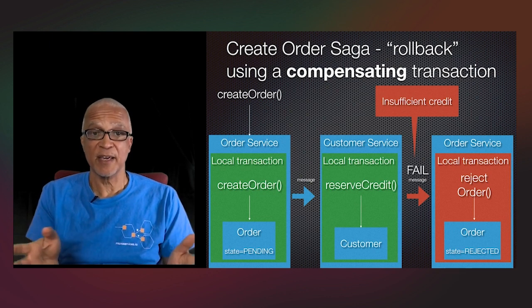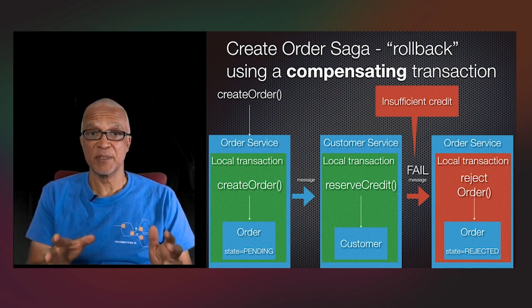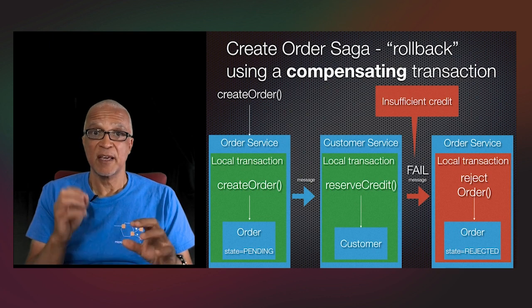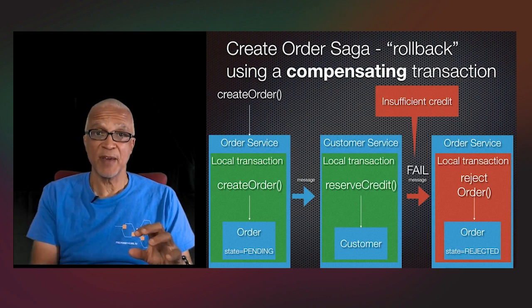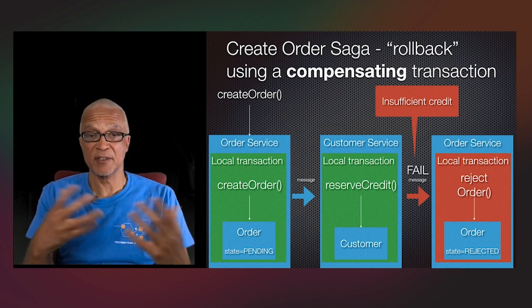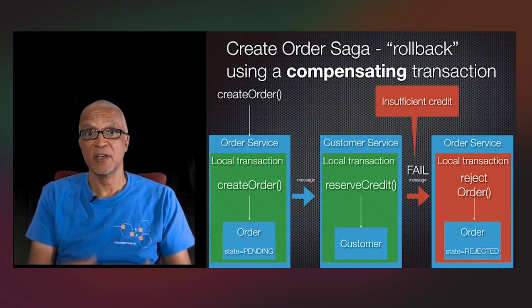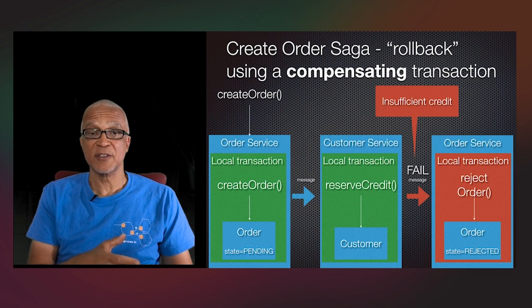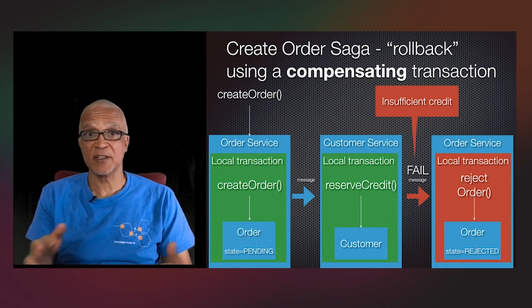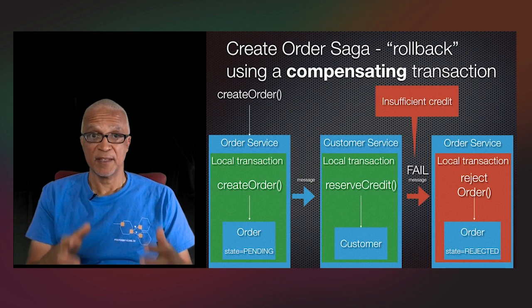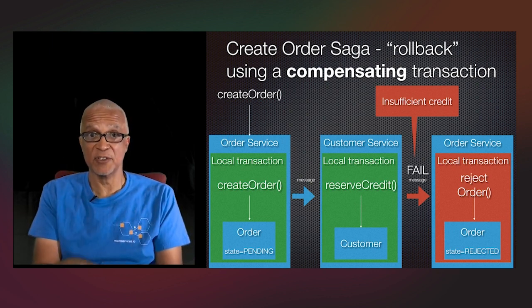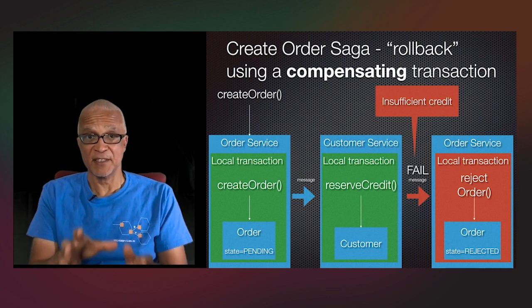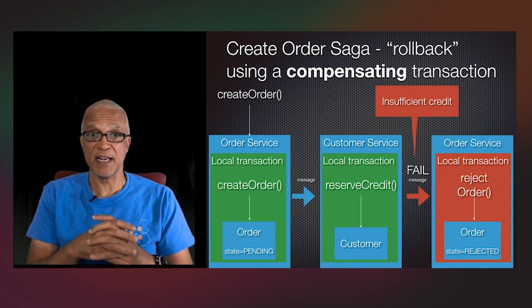Here's how the create order Saga uses compensating transactions. If the reserve credit step fails because either the customer ID is invalid or the customer has insufficient credit, the Saga executes a compensating transaction to undo the creation of the order. This compensating transaction performs a semantic undo by changing the state of the order to rejected.